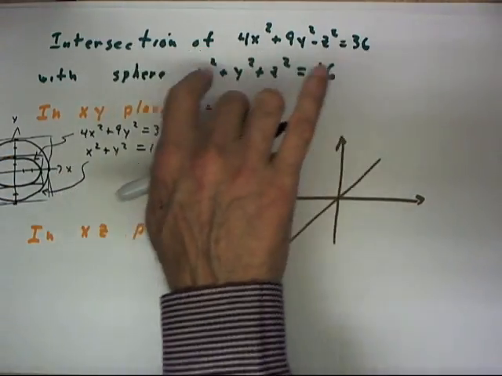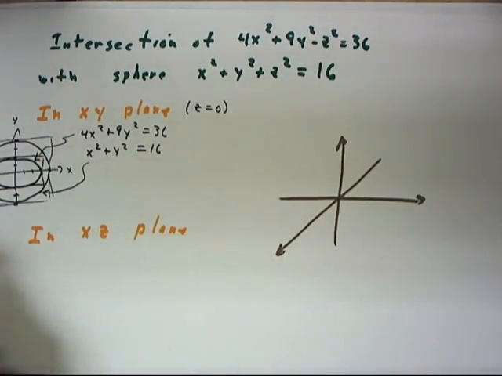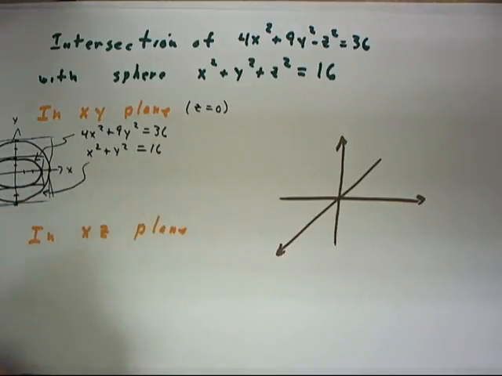Now we're looking at the intersection of these two surfaces, and what we see from this graph is they don't intersect in the xy plane. The ellipse is entirely inside of the circle. There's no point of crossing.